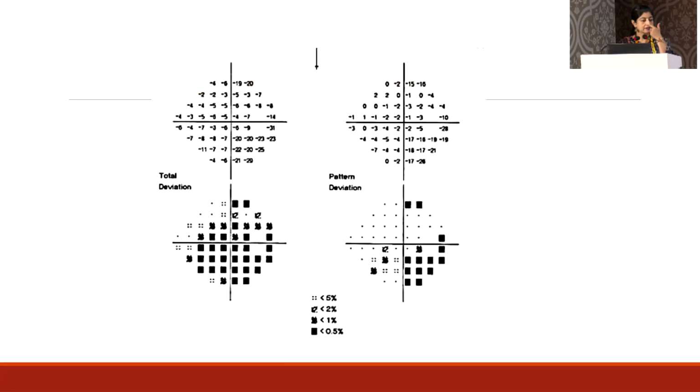So if in this case you see the total deviation plot is showing more defects, whereas the pattern deviation is showing fewer defects, those are more likely to be glaucomatous. The more defects on the total deviation may be because of media opacities, corneal opacity or cataract.